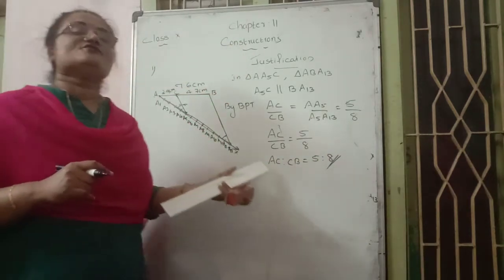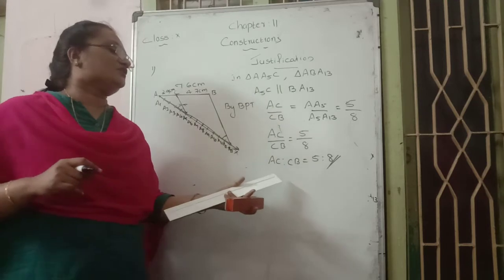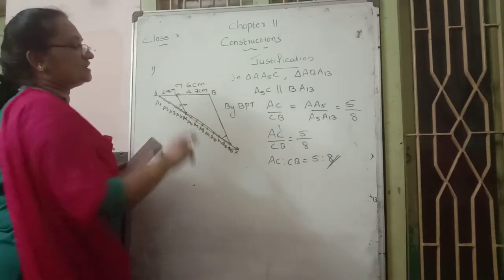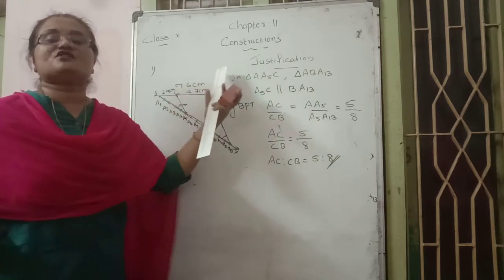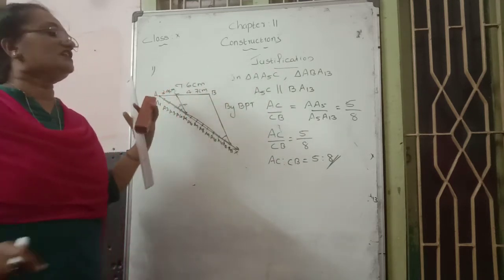This is our first question. Justification also: AC to CB ratio, because how much do we have? 5:8. Of course, the 5:8 ratio we are getting.